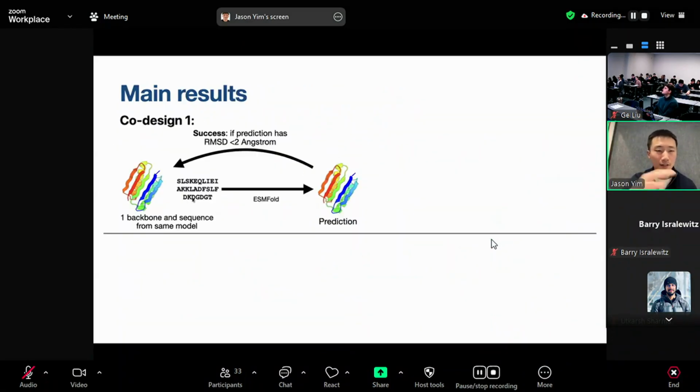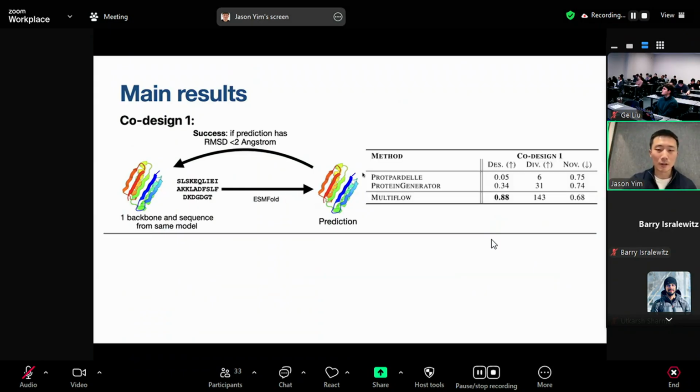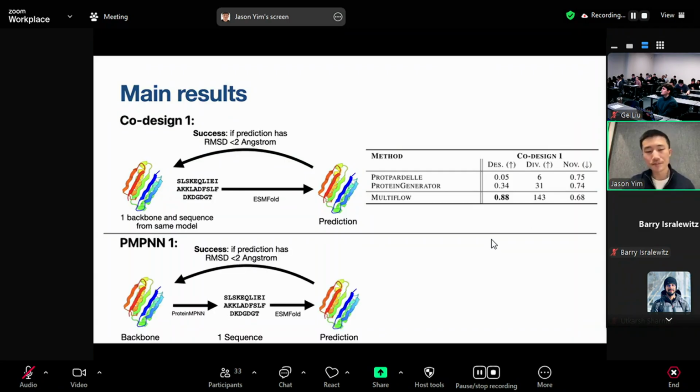And so for this task of co-design, generating both sequence and structure, we evaluated what comes out of our model, and then we do the prediction and look at the success. We can look at the designability, diversity and novelty that I previously explained. And compared to previous models that were attempting to do co-design, we show that we're two to three times better than the next best model in terms of designability, and way better in terms of the other metrics.